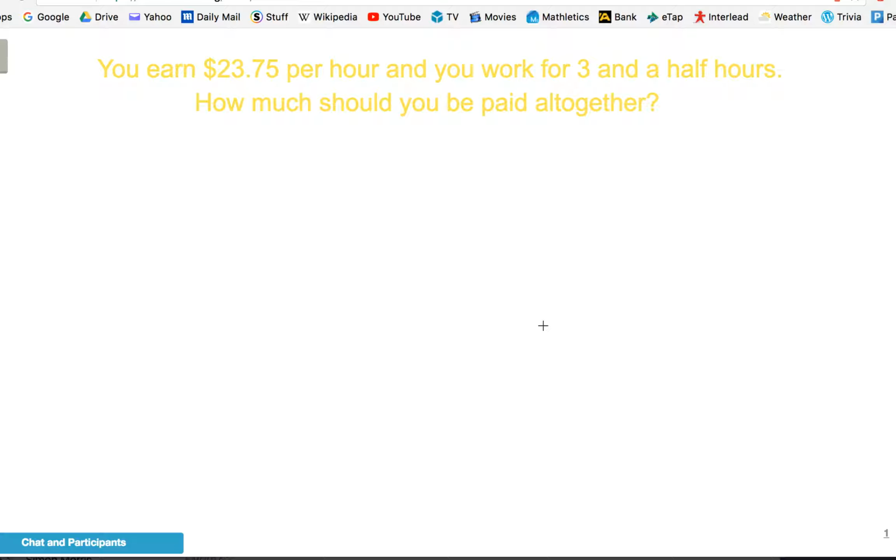You earn $23.75 per hour and you work for 3.5 hours. How much should you be paid altogether? It's a great real-world example to check you've been paid the right amount by your employer.